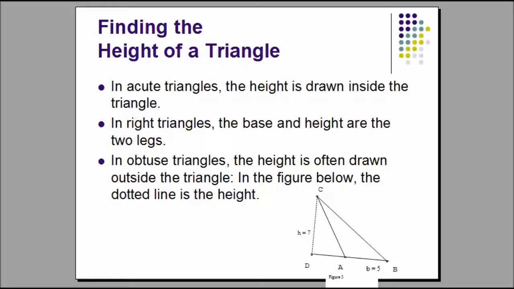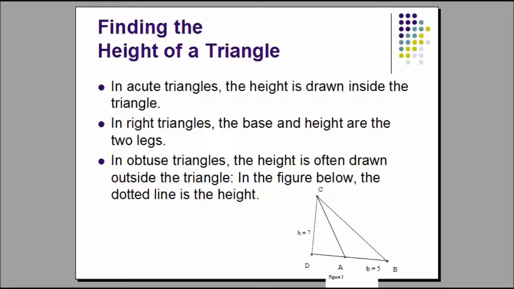In the last slide, the height was drawn inside the triangle. Whenever you have an acute triangle, meaning that all the angles are less than 90 degrees, the height will be drawn inside the figure. In right triangles, the base and the height are the two legs. In obtuse triangles, the height is often drawn outside the triangle.